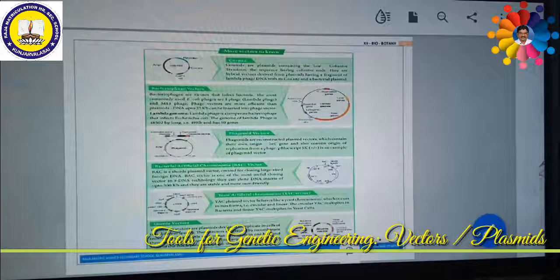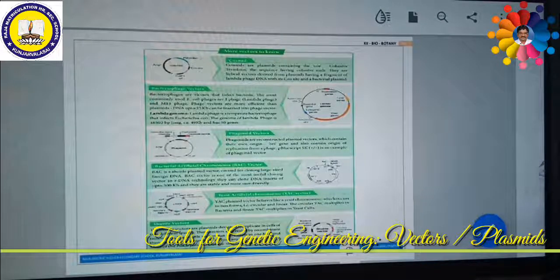Next one is the cosmid vector. What is meant by cosmid vector? Cosmid vectors have cohesive termini. What is meant by cohesive terminus? These do not have blunt ends. These have sticky ends. If it is cut, it has cohesive ends. That is why these are called cosmids, or plasmids containing cos, the cohesive terminus. Such types of plasmids are called cosmids.